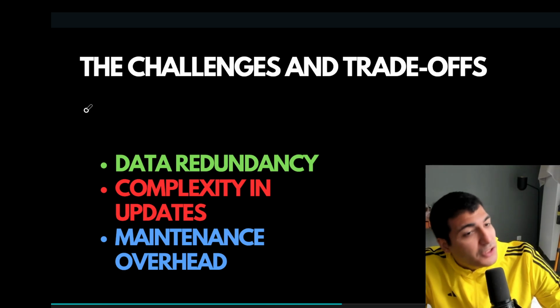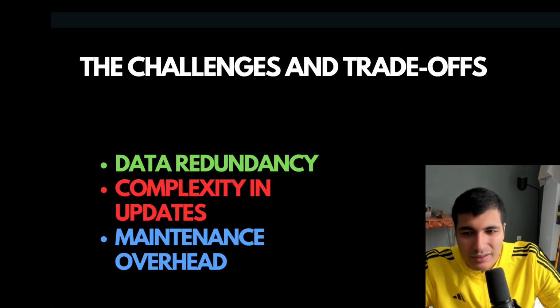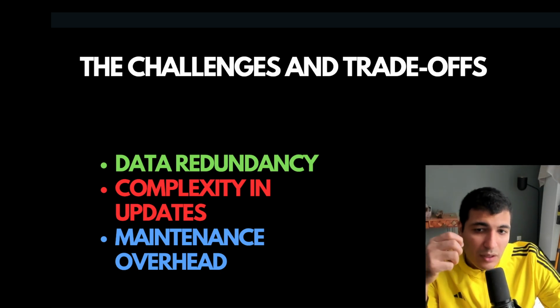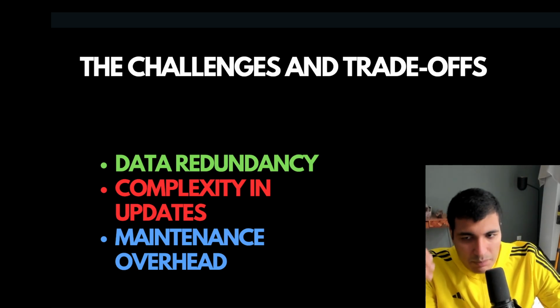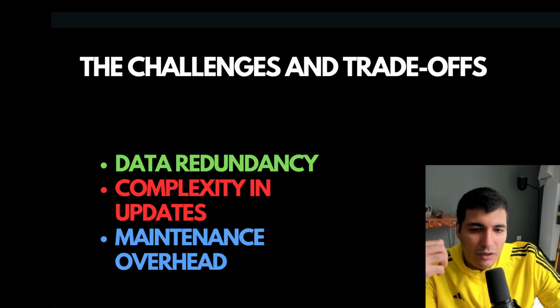Okay, what are the challenges of denormalization? The first thing we will talk about is data redundancy. This is the most obvious consequence. Duplicating data means that the exact same piece of information is stored in multiple places across your database. This leads directly to increased storage requirements. You will naturally need more disk space because data is being stored multiple times. While storage is relatively cheap, this can add up for very large data sets.